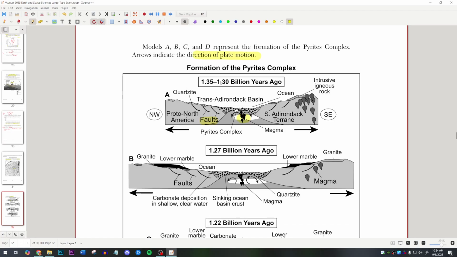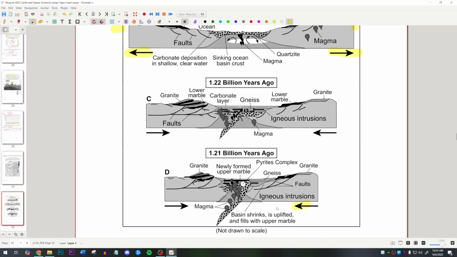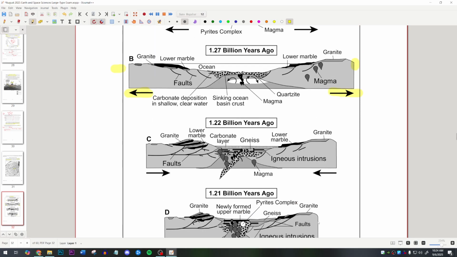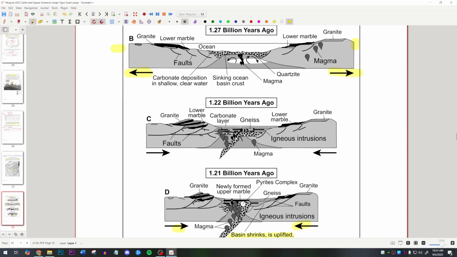And then I'm just looking to see immediately, okay, what's different from A and B? What happened? We spread out. So see this? This got wider. You could see literally it's wider than the top graph. And then we went in again. Basin shrinks, is uplifted, and fills with upper marble. So we spread out, and then we went in. We diverged, then we converged.